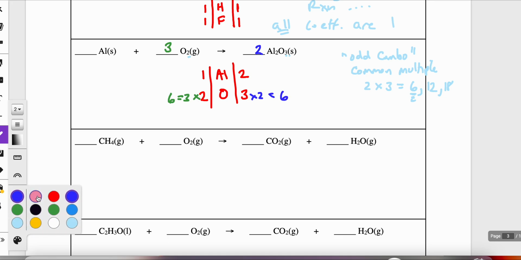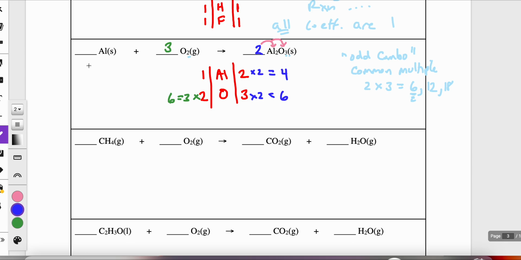However, on the product side, oxygen is not a lonely element, so that coefficient of 2 belongs to every element that is out in front. So that 2 also belongs to the aluminum. So that means I need to multiply aluminum's coefficient also by 2, and now my aluminum count is 4. So oxygens look good, but aluminum is not balanced yet.